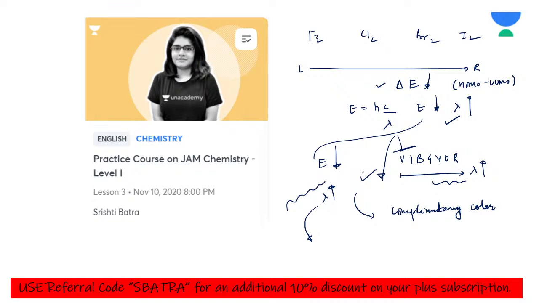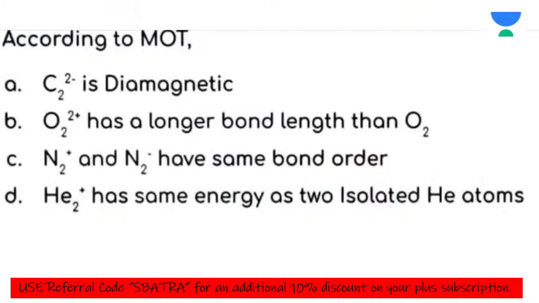That's why this iodine is violet in color, and bromine is light brown. This one is pale yellow, and this is colorless, or a very pale yellow. So that's the reason: energy is less, wavelength absorbed is high, but it's actually showing complementary colors. Great, let's take the next question now. I hope you are clear.